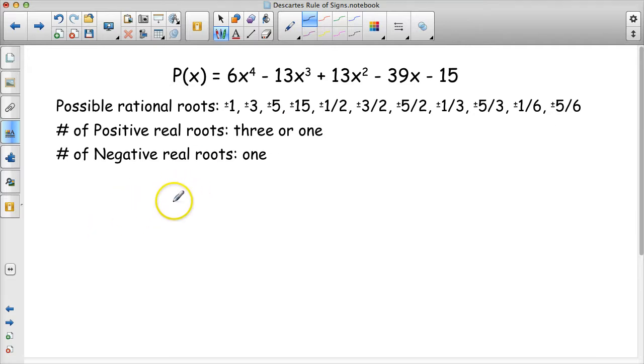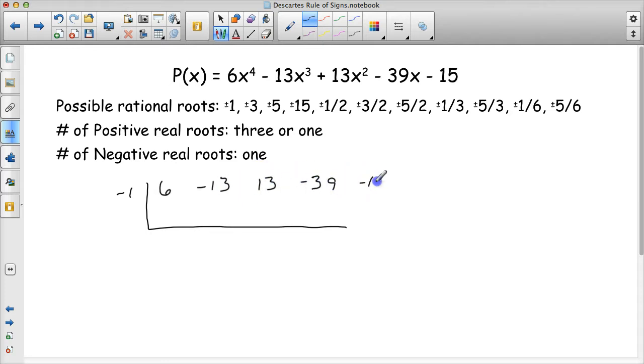So where do we start? Well, we'll start synthetic division with -1. So we put -1 on the outside of our synthetic division, and we put all the coefficients on the inside. So we have 6, -13, +13, -39, and -15. Now I'm going to go through this kind of quickly.